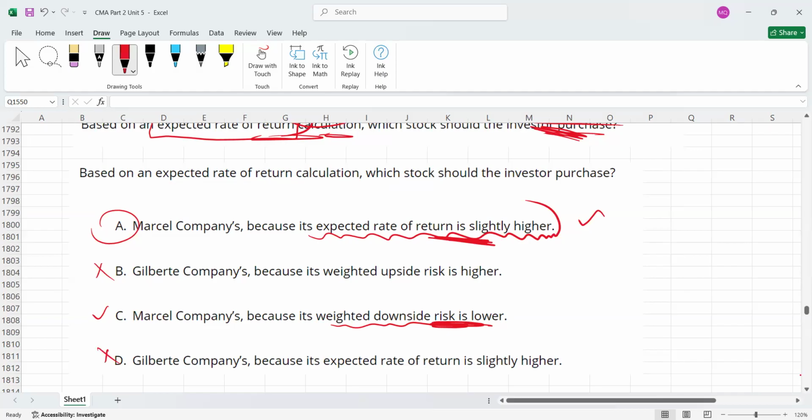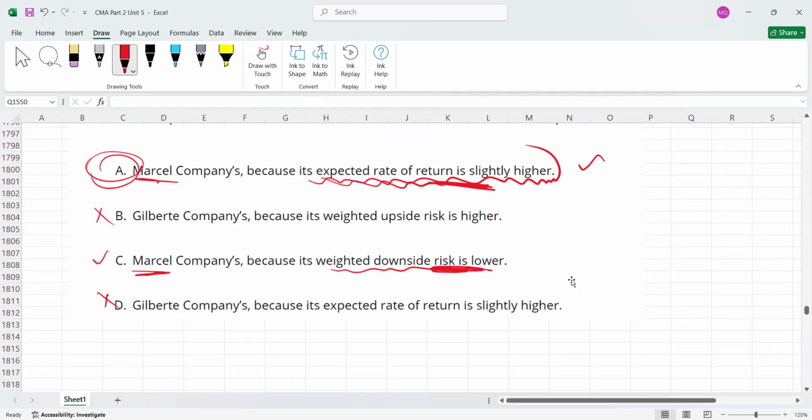So for Marcel, we've got two options, A and B. Option A is the correct one because here we are talking only about expected rate of return. We are not talking about their risk. Understood? So option A is the correct answer. Understood, guys?